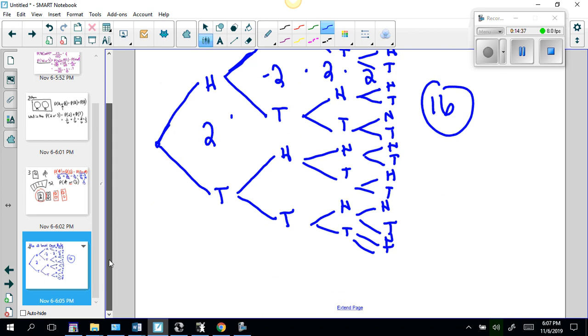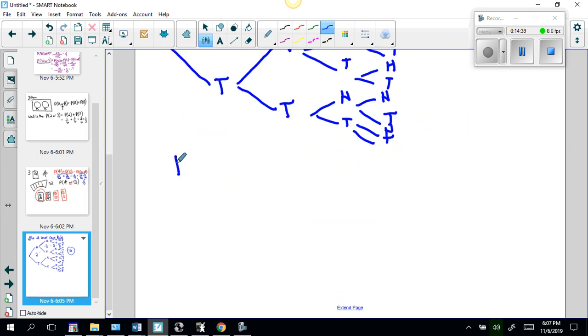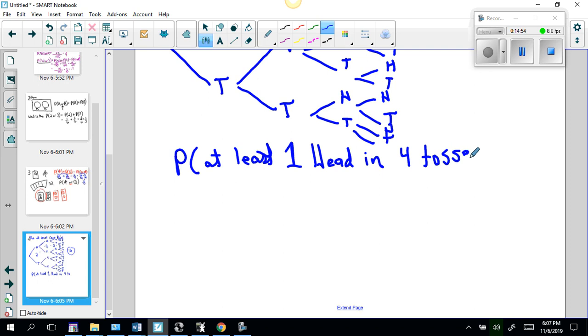They want to talk about the at least statement. The probability of at least one head in 4 tosses. Whoa.